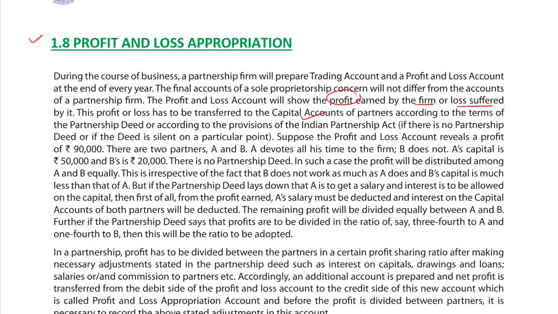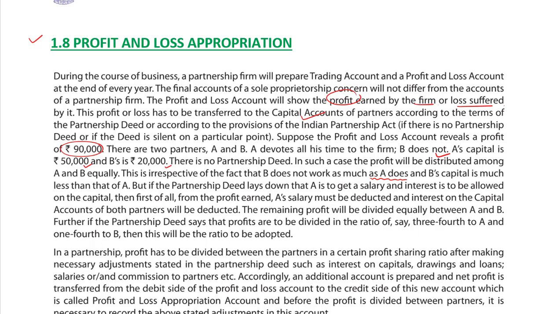If there is no partnership deed, or if the deed is silent on a particular point, suppose the profit and loss account reveals a profit of 90,000. There are two partners A and B. A devotes all his time to the firm, B does not. A's capital is 50,000 and B's capital is 20,000. There is no partnership deed. In such a case, the profit will be distributed among A and B equally because there is no partnership deed. This is irrespective of the fact that B does not work as much as A has worked for the firm.